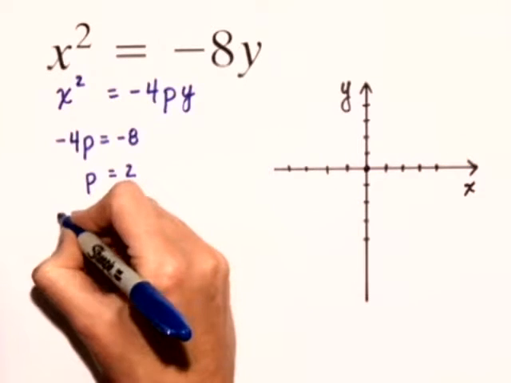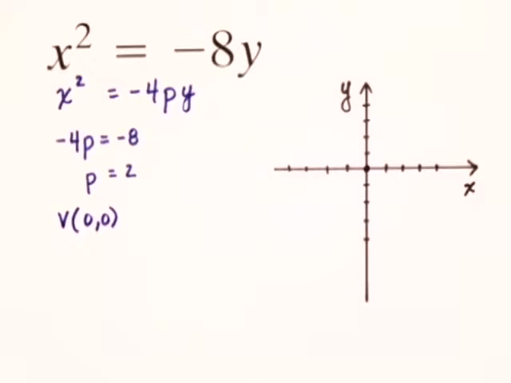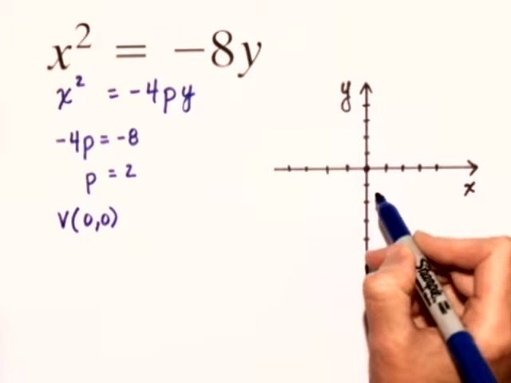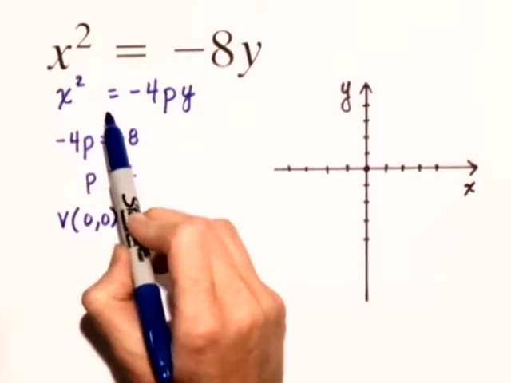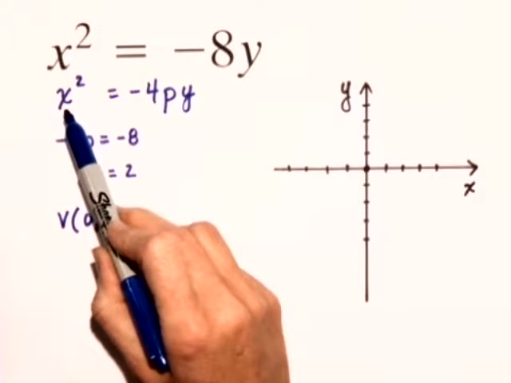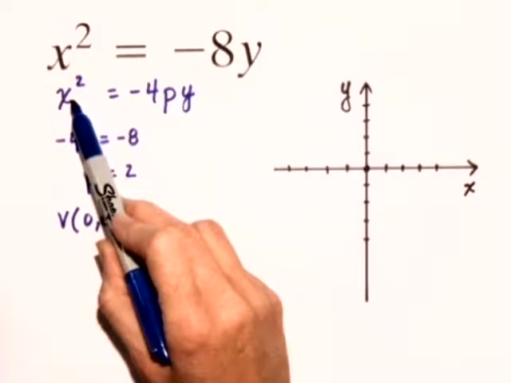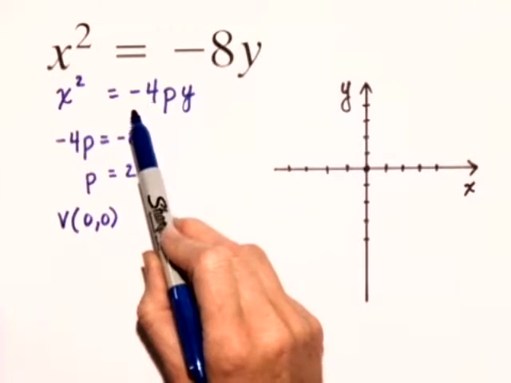So our vertex is at the origin, and p is 2 units away from the vertex. But the question is, 2 units in which direction? Well, it depends. We have x squared is equal to negative 4py, so this is a parabola with x squared. A parabola either opens up or it opens down. Since we have a negative on the right-hand side, this means it opens down.